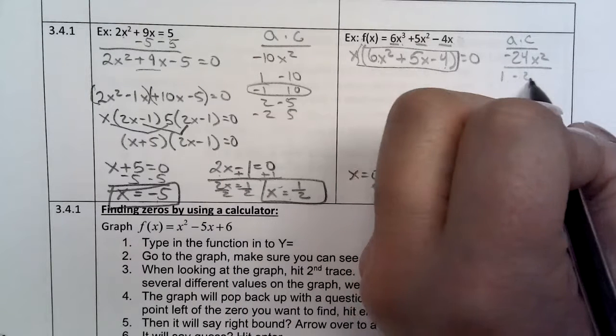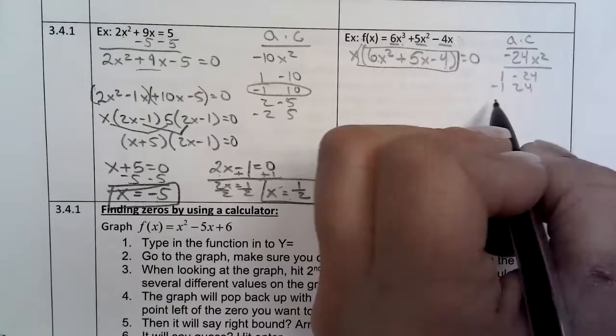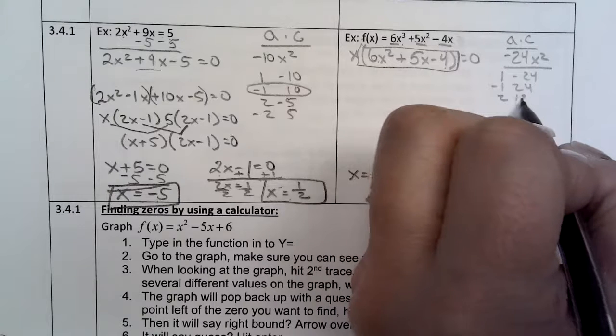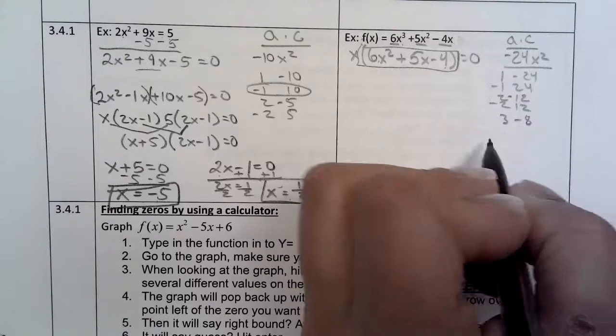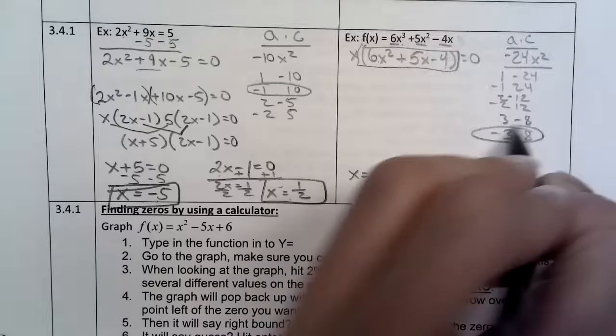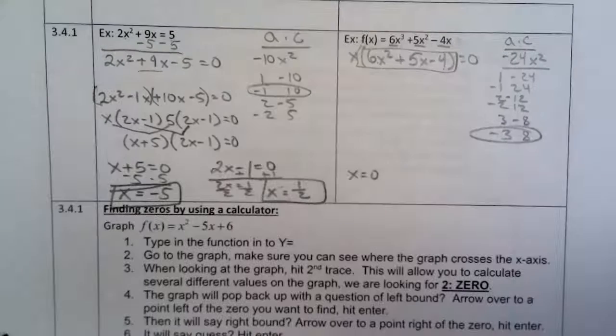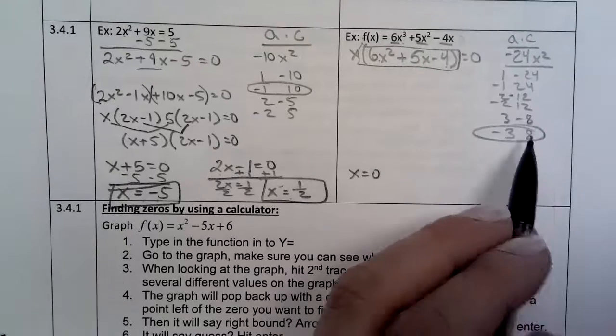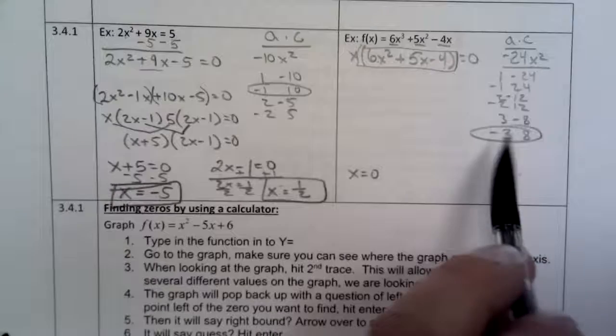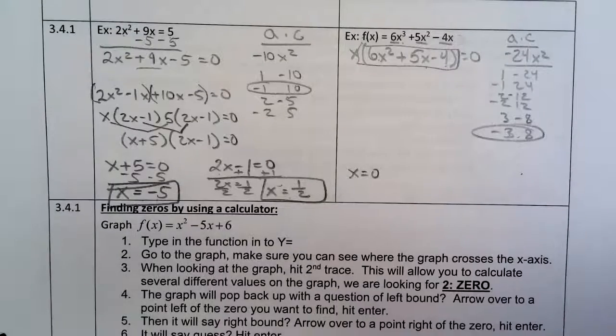Okay, so 1, -24, -1, 24, 2, -12, -2, 12, 3, -8, -3, +8, and I've hit my pair right there. Okay, so you can keep going 4 and 6 if you would like, but if you hit your pair, double check the signs, and then we're good.